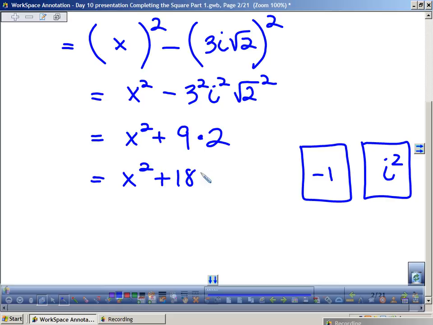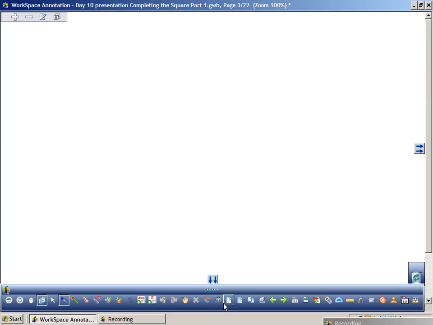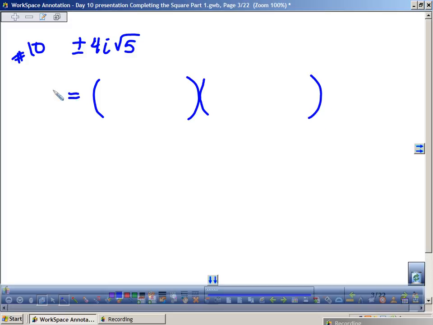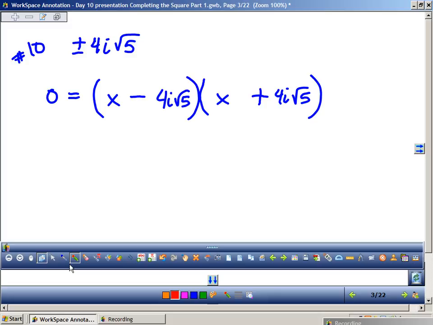Not that hard. Can you do that tomorrow? Let's do another one. Plus or minus 4i root 5. So I give myself two roots, equal to 0. So this becomes x and minus and plus, or plus and minus, doesn't really matter, and 4i root 5. I should have been color coding these.